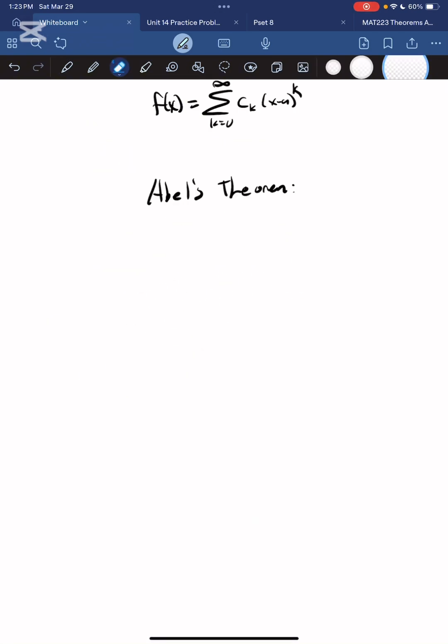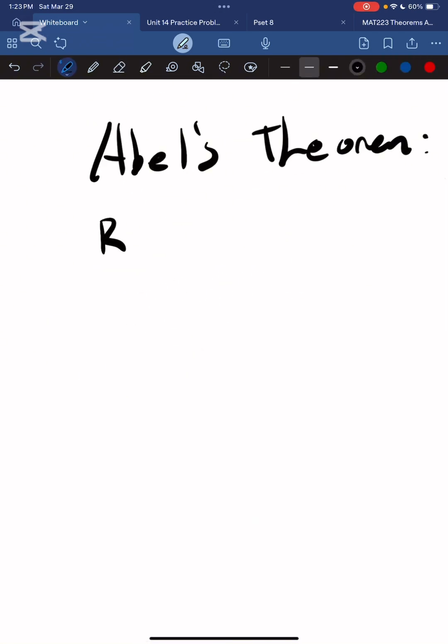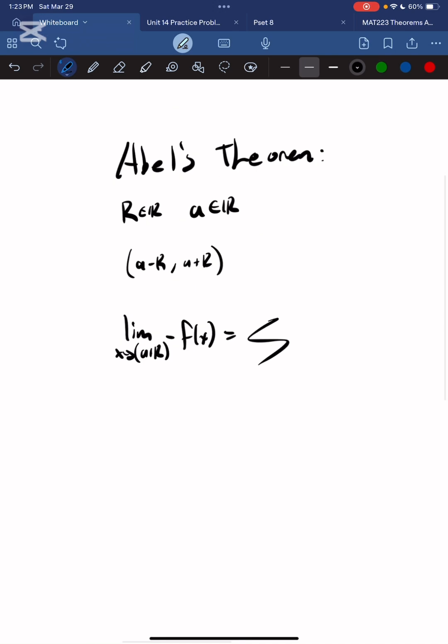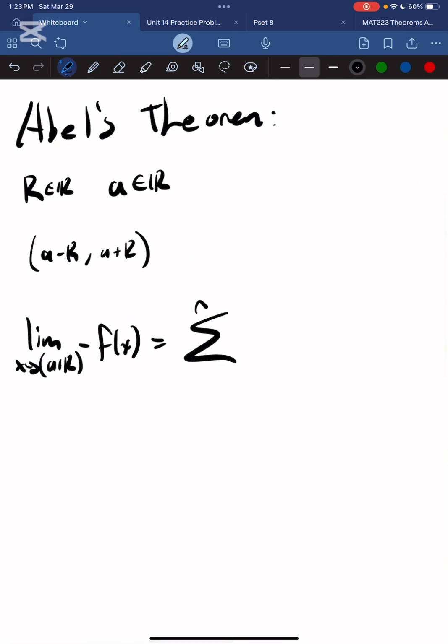I want to make this a bit more general. Let's say we have some radius of convergence R, and we're centered at some a. Then what we have is for any function convergent on this interval, we know the limit as x goes to a plus r from the left is equal to, blah blah blah. Okay, I'll just write it out. I'm being lazy right now. The sum from k equals 0 of c_k r^k.